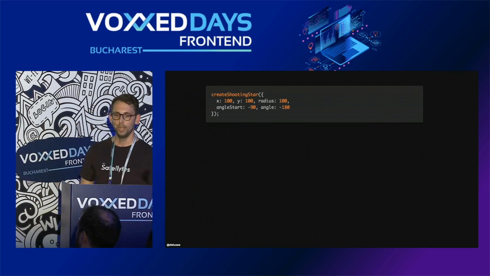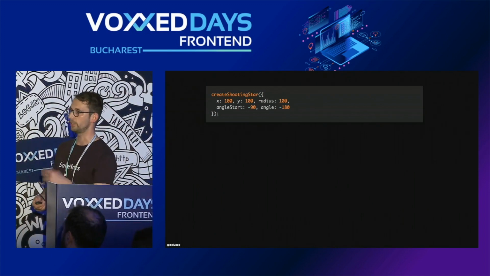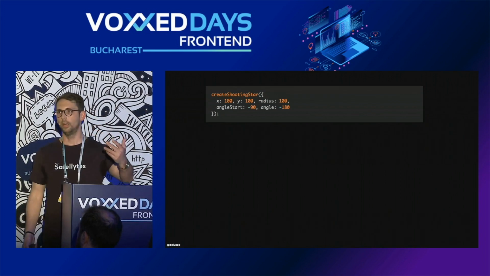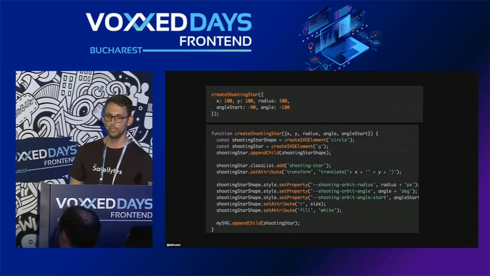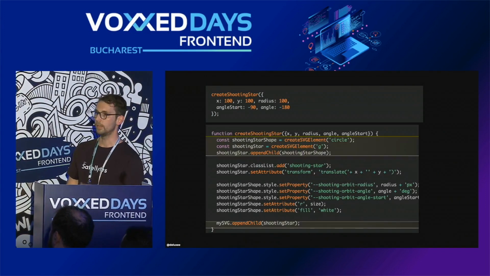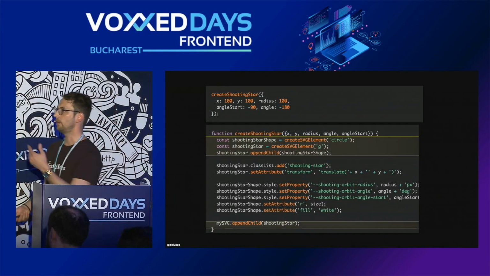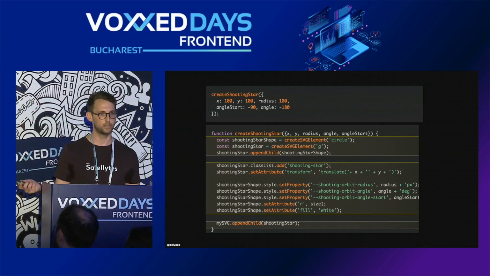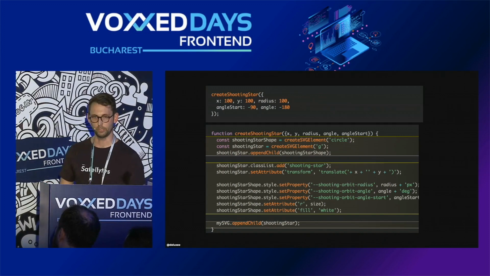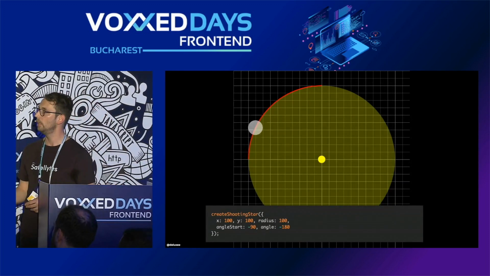So let's build a function called createShootingStar, where we can pass over all the required values. The method itself will only build the SVG structure and apply the CSS variables and the attributes. Nothing more is happening again in this function createShootingStar. And the result looks like this.